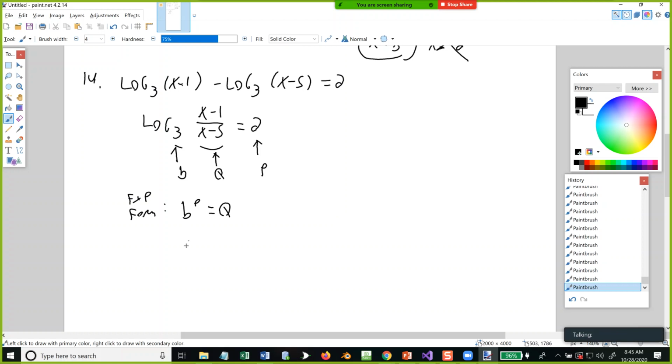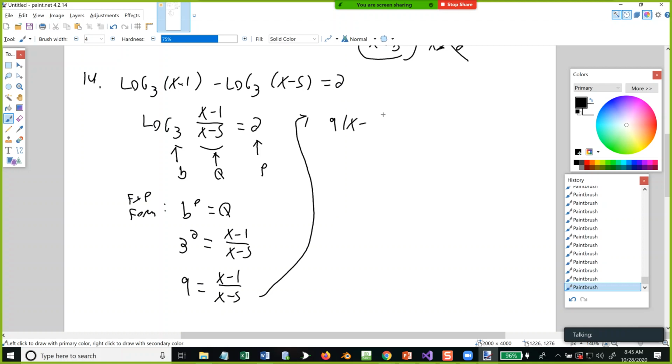So b is 3, p is 2, and q is (x minus 1) over (x minus 5). And then solve this. 3 squared is 9. This is a rational equation. How you get rid of rational equations, you multiply both sides by the least common multiple of our denominators. So multiply everything by x minus 5. So then 9 times x is 9x, 9 times negative 5 is negative 45.